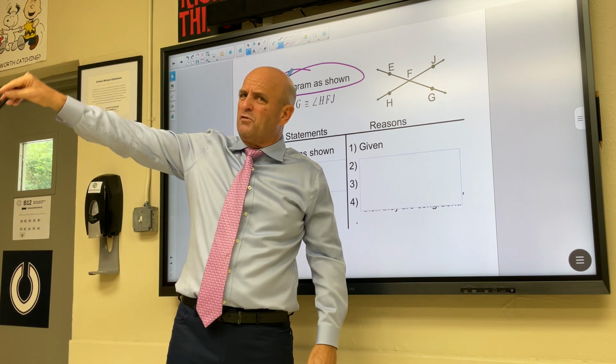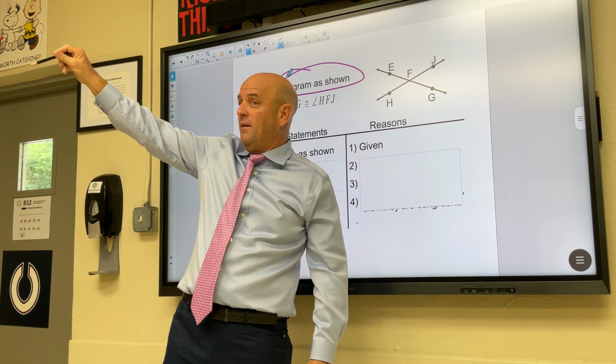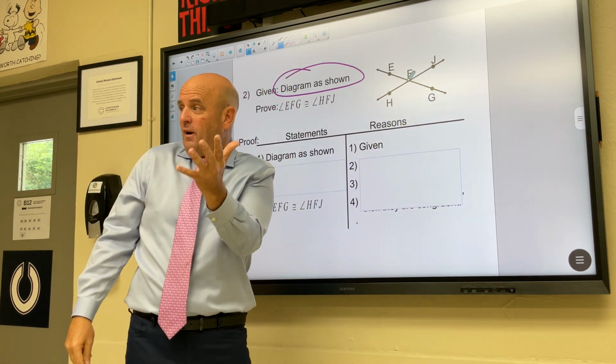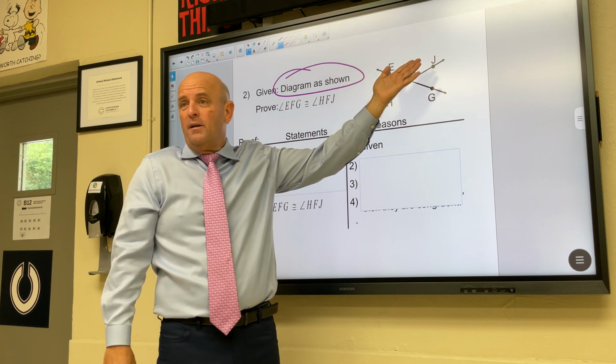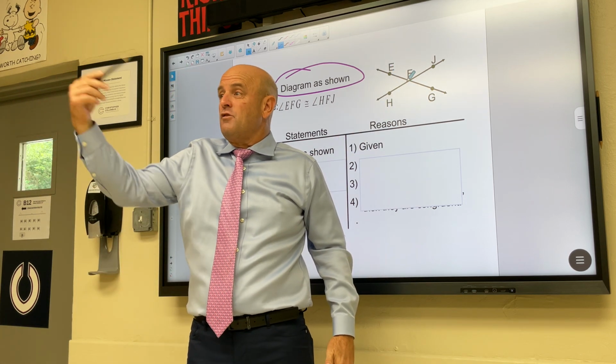Are we allowed to assume straight angles? Yes, because we're allowed to assume collinearity, right? We're allowed to assume that because they're all on that line that they are collinear. And if they're collinear, then they must form a straight angle. So that's one of the other things we're allowed to assume.